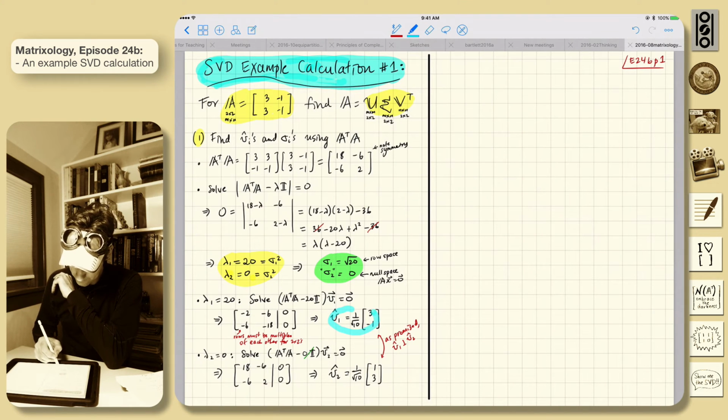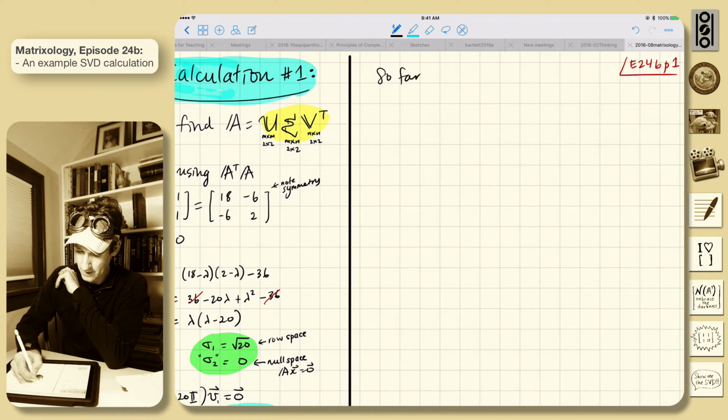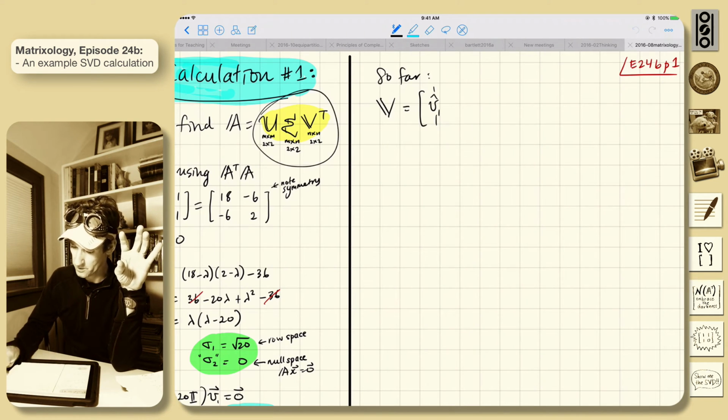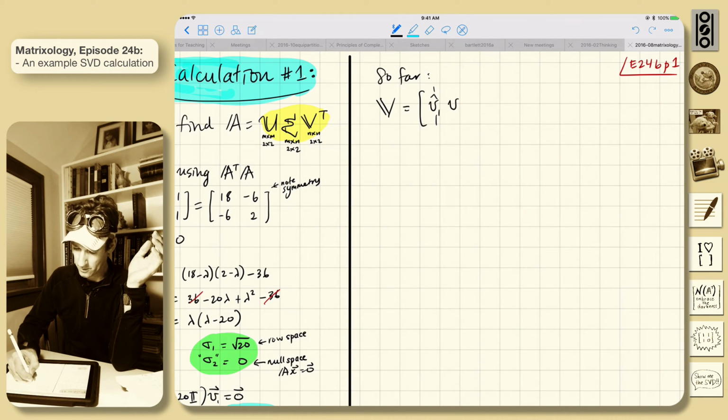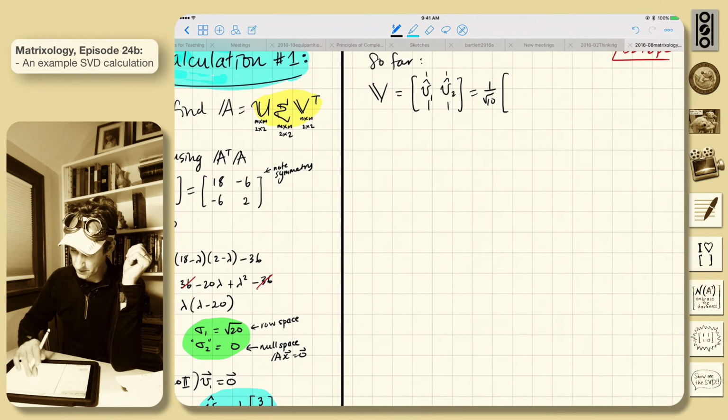This has given us a lot. Now we've got the V matrix. So let's make that. Okay, so far we have V. We just stack them up. We always use V transpose back over here, right? V transpose appears here, but V itself is just the normal story for an eigenvector matrix. There's a 1 over root 10 we can bring out the front, and then we have 3, minus 1 and 1, 3.